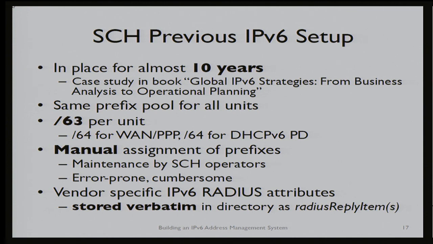All the units used to get the prefixes from the same prefix pool. A /63 was assigned per unit, and it was split into a /64 for the point-to-point and a /64 for the IPv6 prefix delegation. The assignment of prefixes used to be semi-manual, and so it was obviously an error-prone and cumbersome procedure. And one more thing, the IPv6 prefixes were stored in the directory as verbatim IPv6 radius attributes, so as radius reply items, for those of you who are more familiar with this type of AV pair.